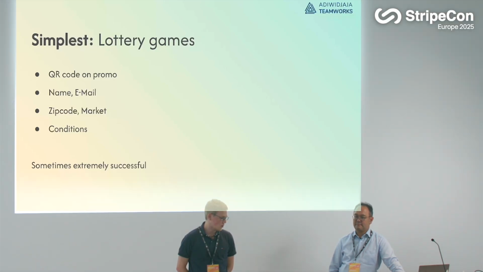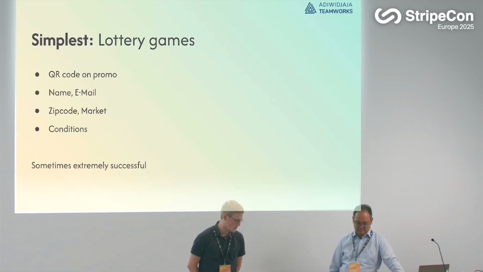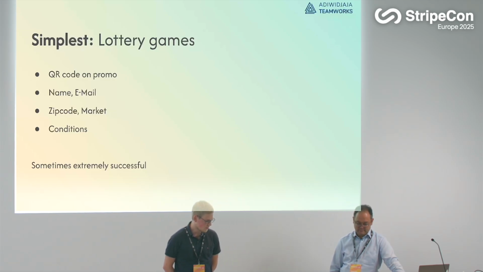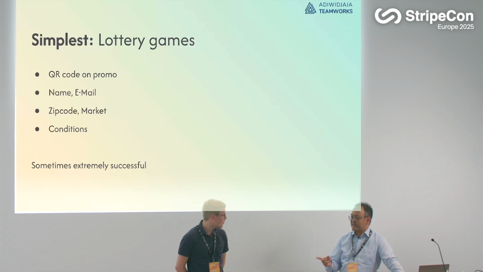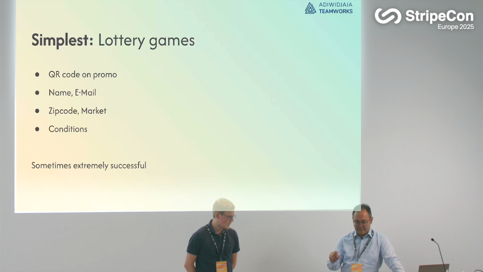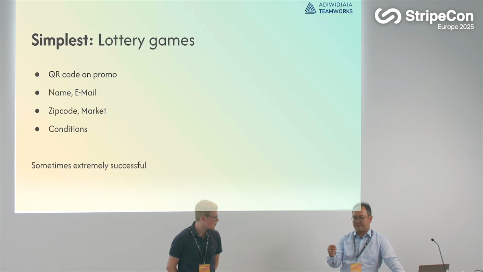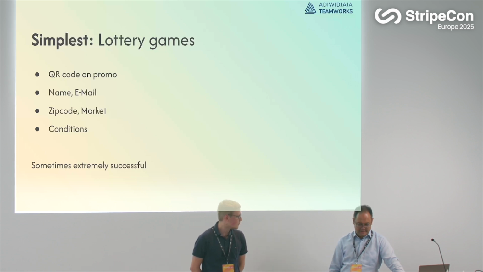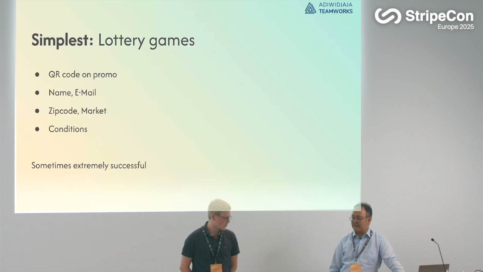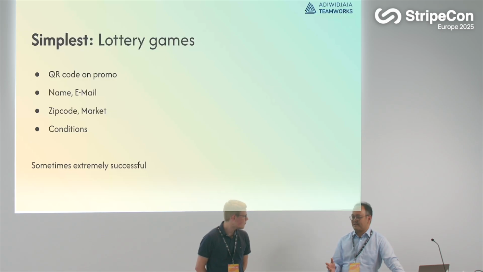And one thing which I already showed was these games, the simplest mechanism, the lottery games. You have a QR code on the promo, and then you just give a name, email, and a zip code in the market, and accept the conditions, just a regular formula.